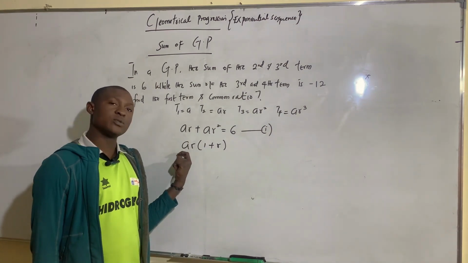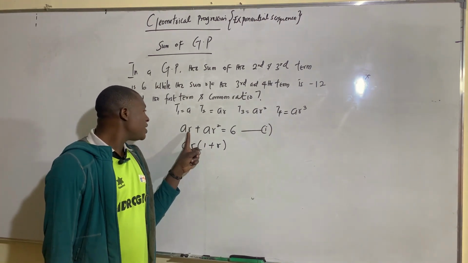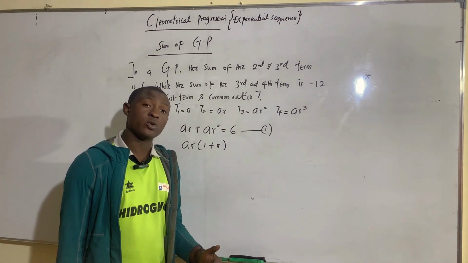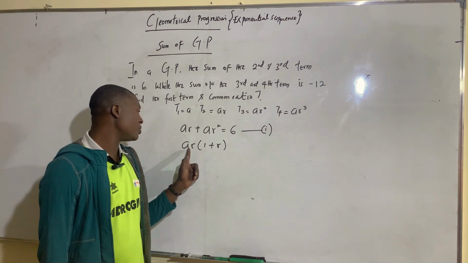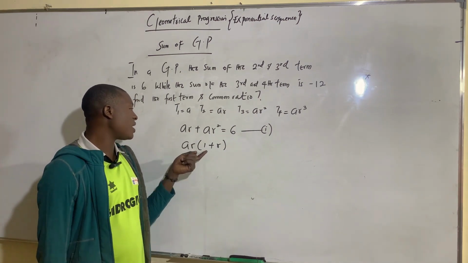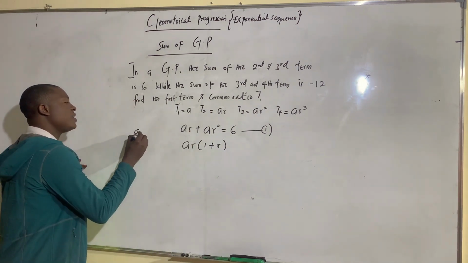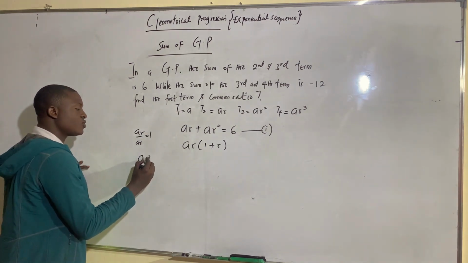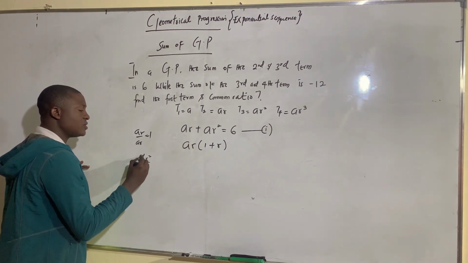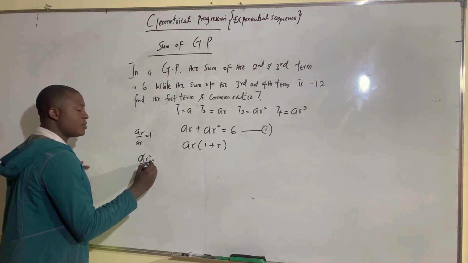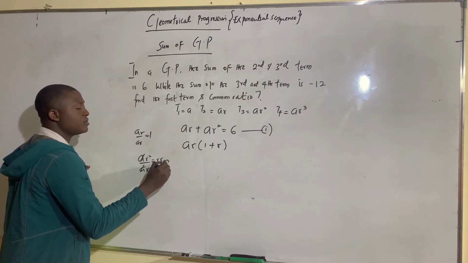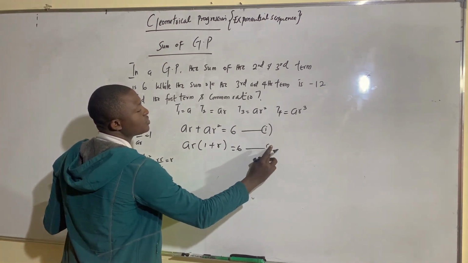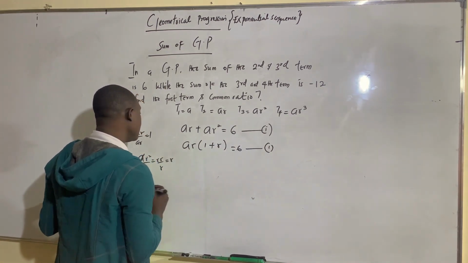So I factor that A out. This is A here, meaning I have R here and I have R squared here. That means the R is also common, so I factor that R also. What we have left is 1 if I have AR over AR. The second one, AR squared over AR: if A cancels A, R squared over R is R. Then everything is equal to 6. This is our equation 1. You understand? Still the same thing.